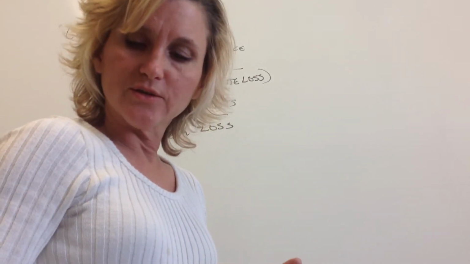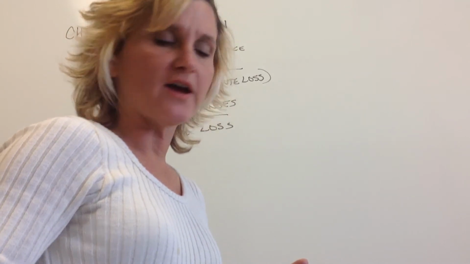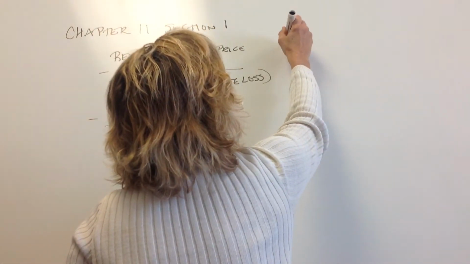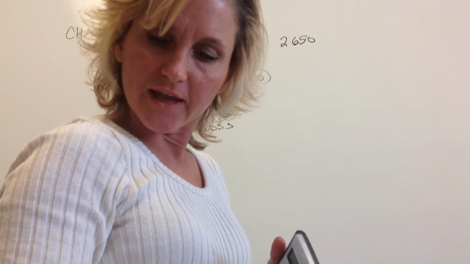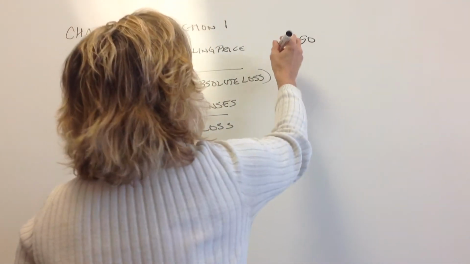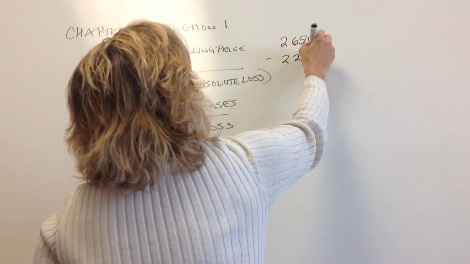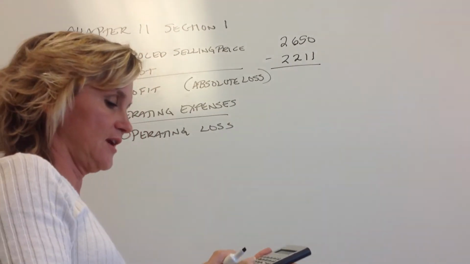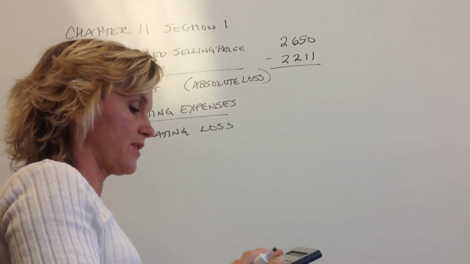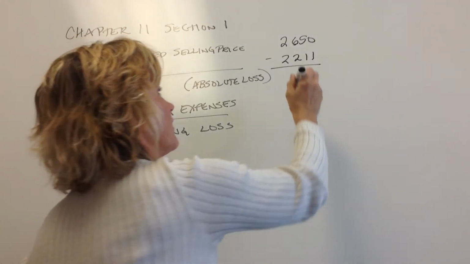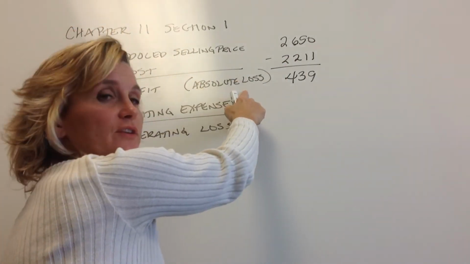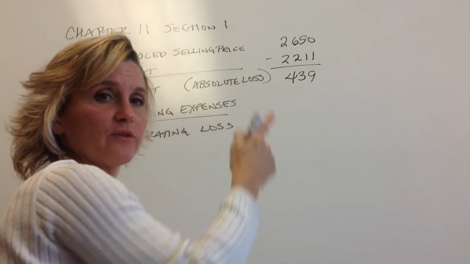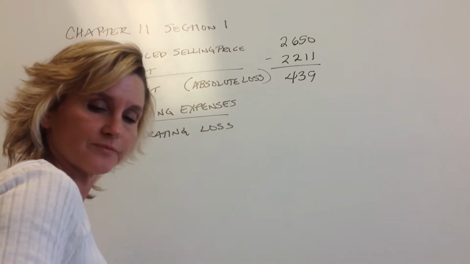So what they sold it at, the clearance price of $2,650, that's our reduced selling price. What they paid to get it was $2,211. So at least in this example, they sold it for more than what they paid to get it, so they do not have an absolute loss. They would have profit. Again, if this were a negative number, then that's what that absolute loss would be.